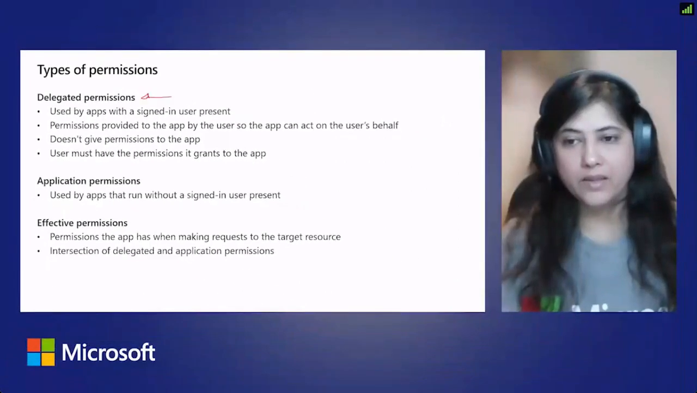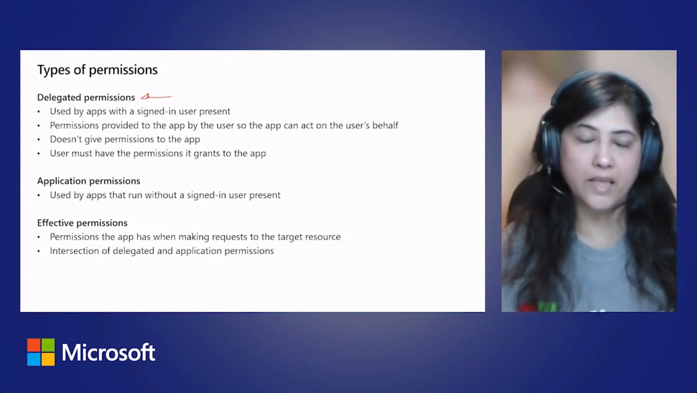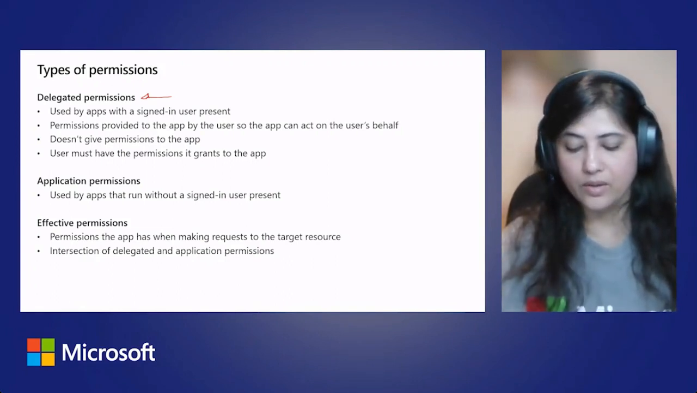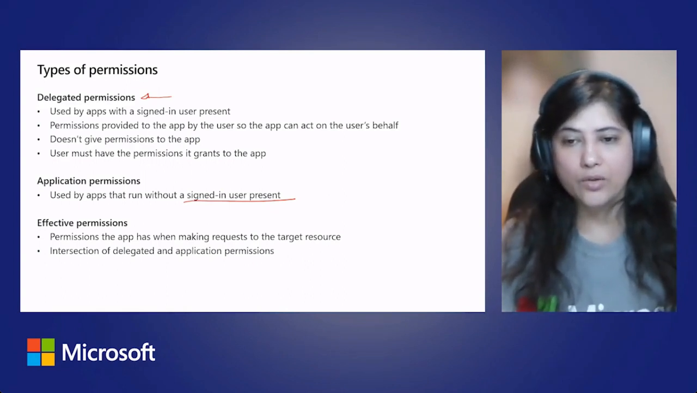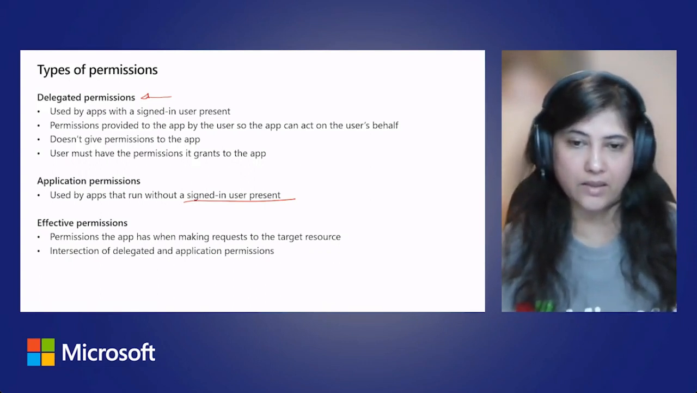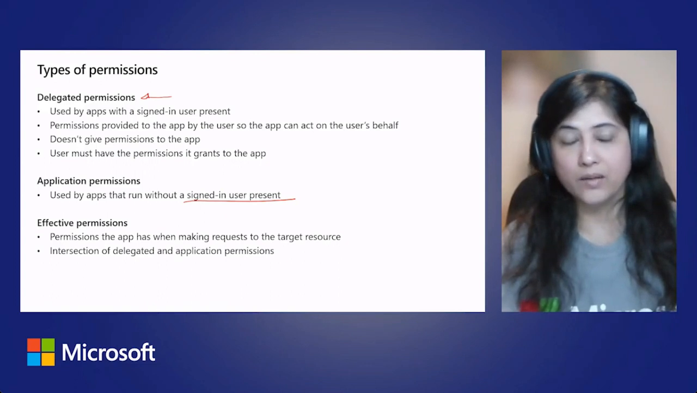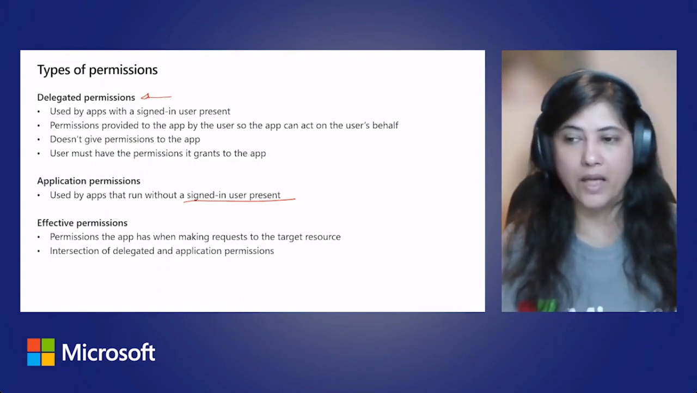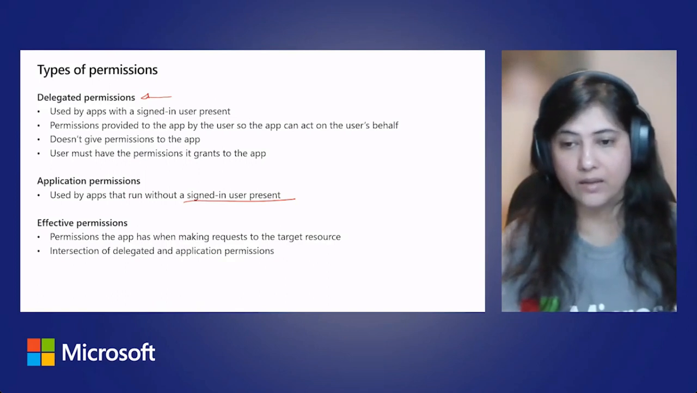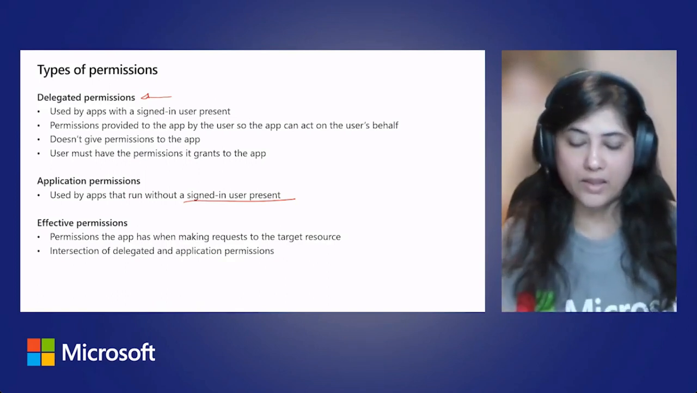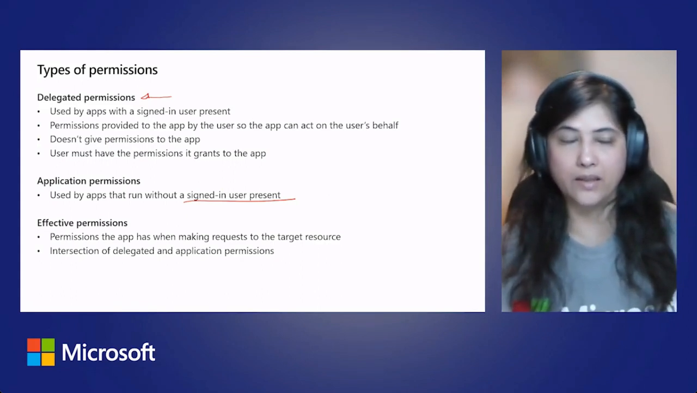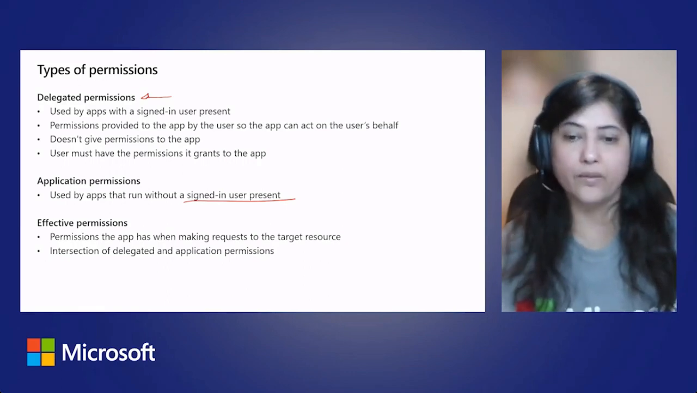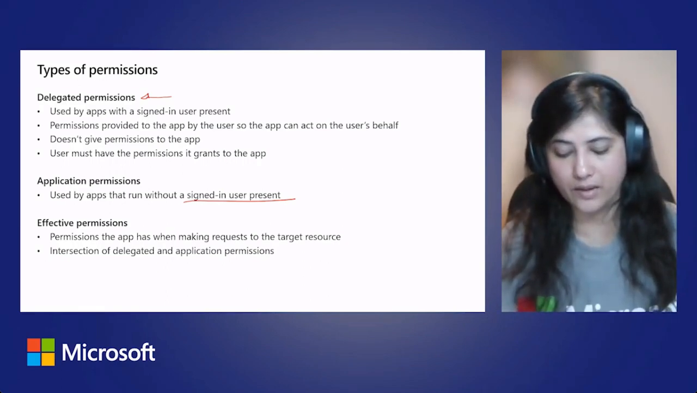The application permissions are used by apps that run without a signed-in user present. So you don't have a user in these kinds of applications. We are going to look at both the delegated and the application permissions in this lesson. Now, effective permissions are the permissions that your app will have when making requests to a target resource. So it's important to understand the difference between the delegated and application permissions that your app is granted and its effective permissions when making calls to the target resource.